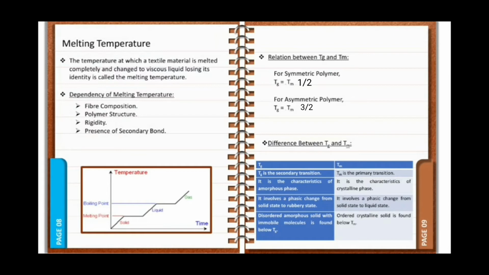Glass transition temperature involves a change from solid state to rubbery state. Melting temperature involves a physical change from solid to liquid state.